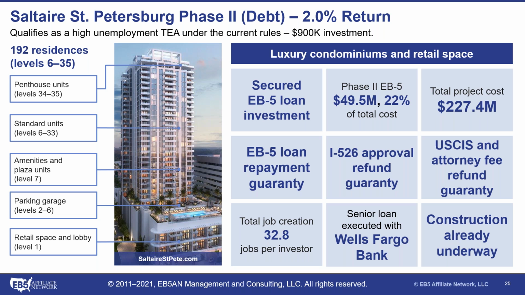The deal creates over 3 times the number of jobs required. Only 10 jobs are required. This creates more than 30. Construction's well underway. EB5 is about 22% of the total development cost of the project. It's a $900,000 project, and investors are receiving a 2% annual return paid each year.